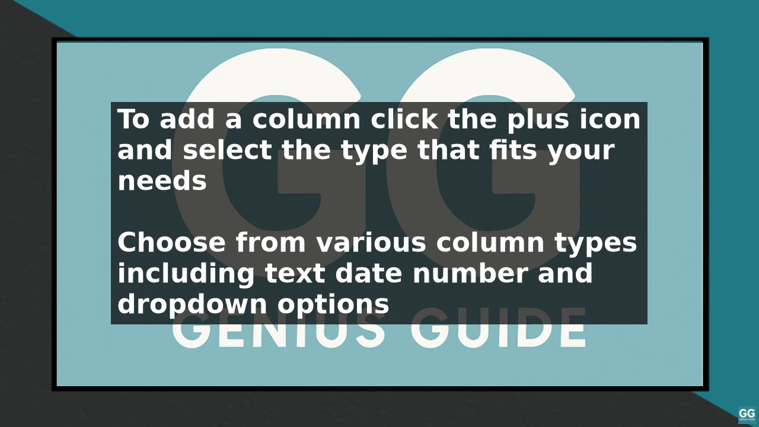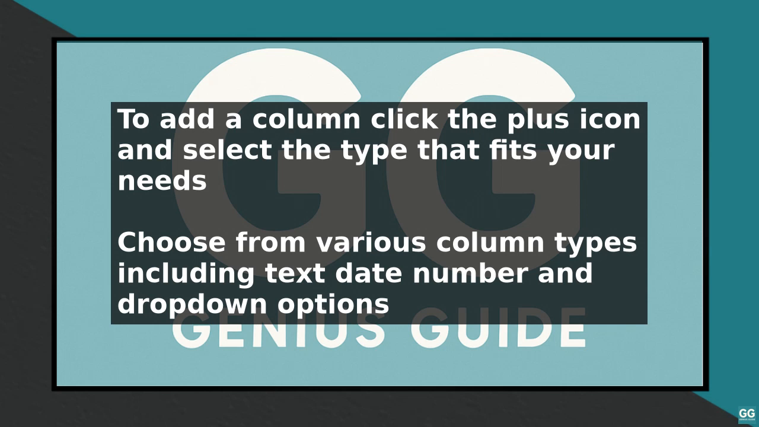To add a new column, click on the plus icon at the top right corner of the board and select the type of column you want to add. Monday.com offers a variety of column types, including text, date, number, and drop-down. Choose the column type that best fits your needs, and give it a descriptive name.